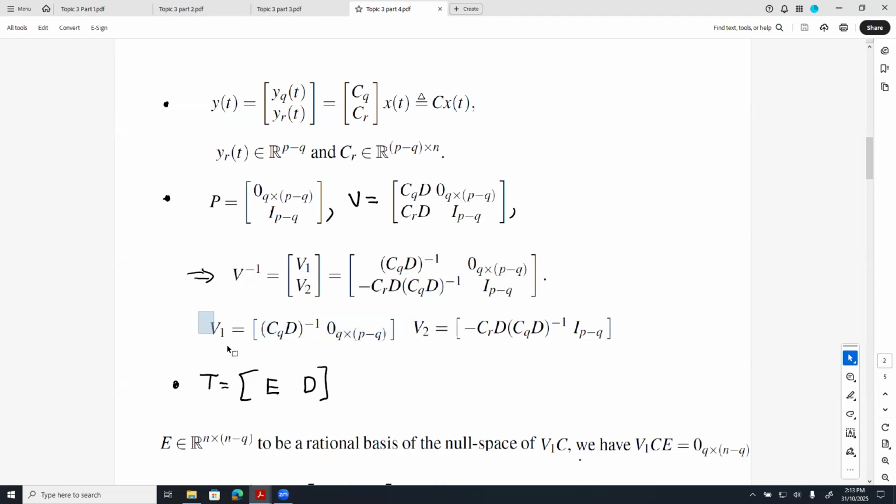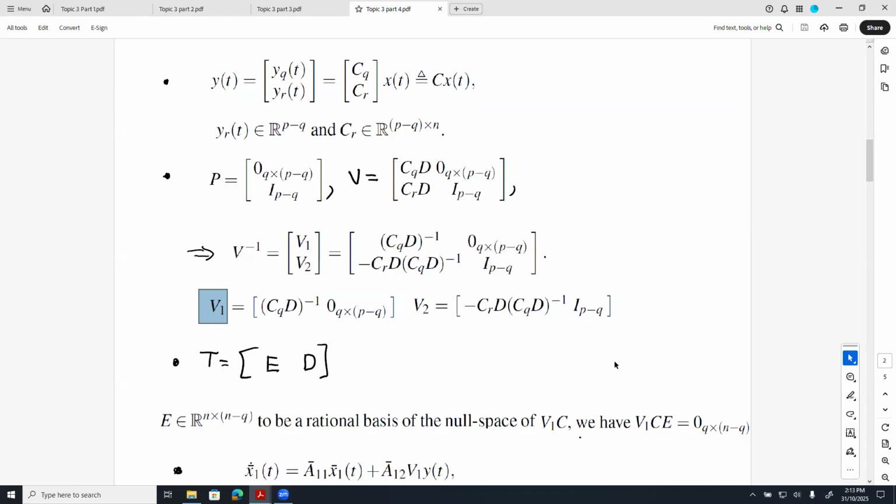So this one is no longer a row matrix, but this is a matrix of dimension Q by P. And similarly, this V2 is of a proper dimension, which is P minus Q by P. Okay.